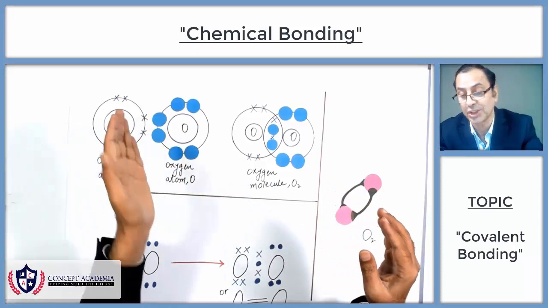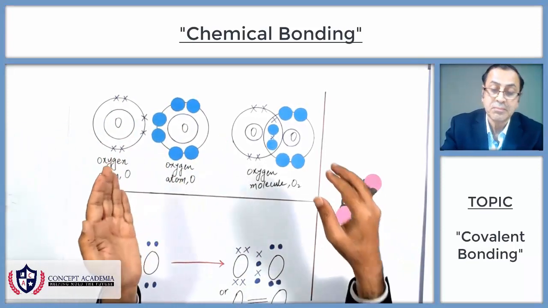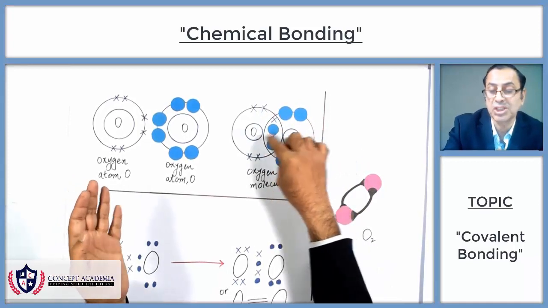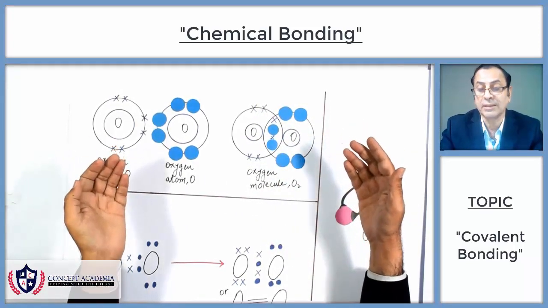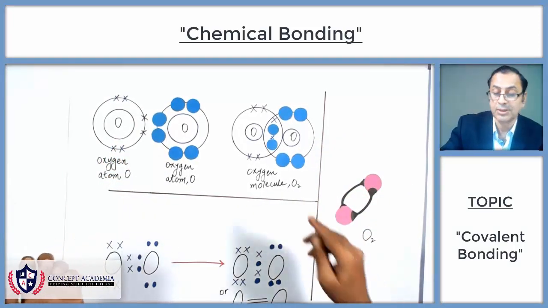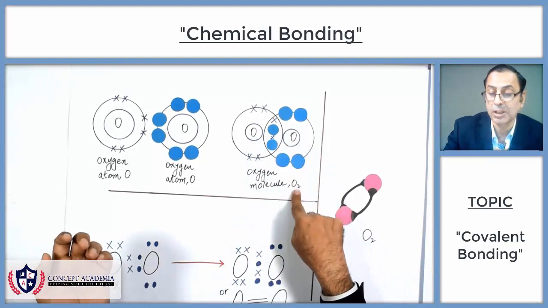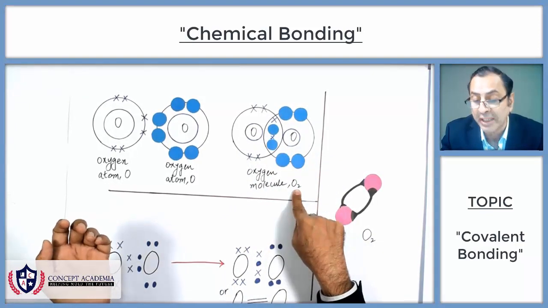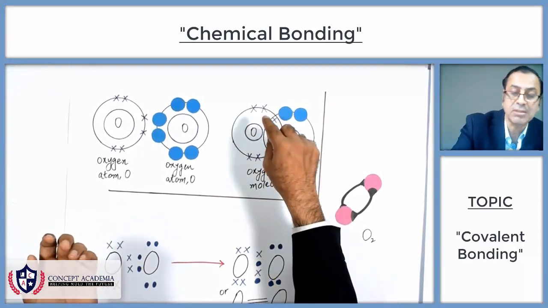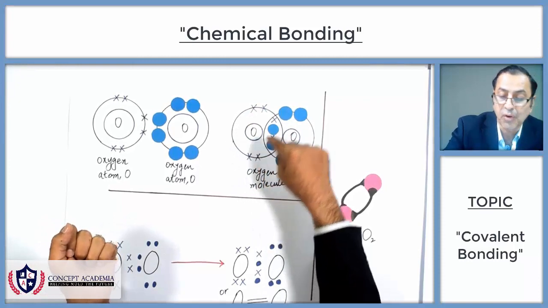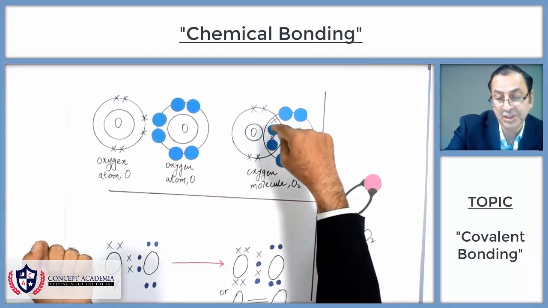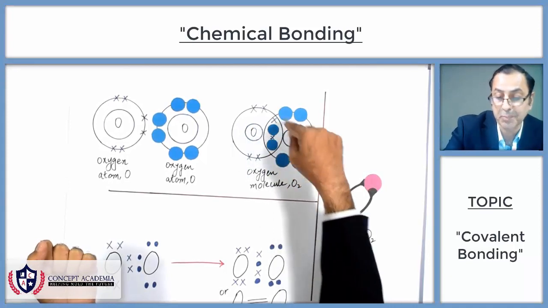Each oxygen is sharing 2 electrons, and because there are 2 pairs of electrons shared between the oxygens, they get an octet and a stable electronic configuration like the noble gases. So this is the oxygen molecule, O2. It is also diatomic because two oxygen atoms join together. If I count the number of electrons: 1, 2, 3, 4, 5, 6, 7, 8. These pairs of electrons are shared between both oxygens because they are the shared pairs.